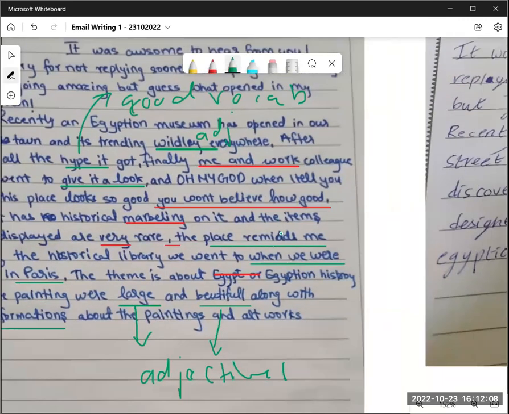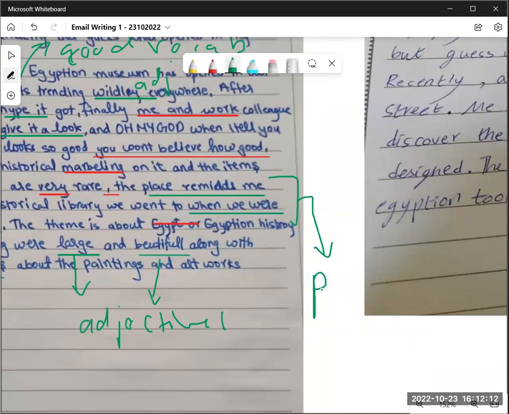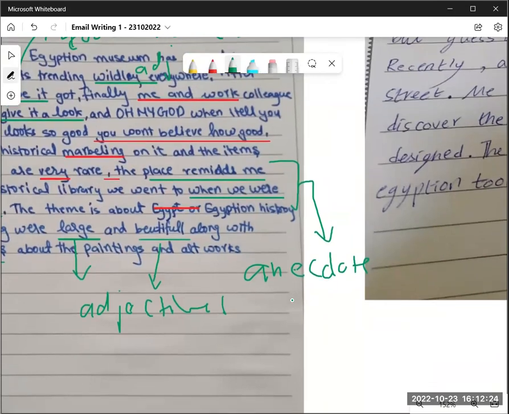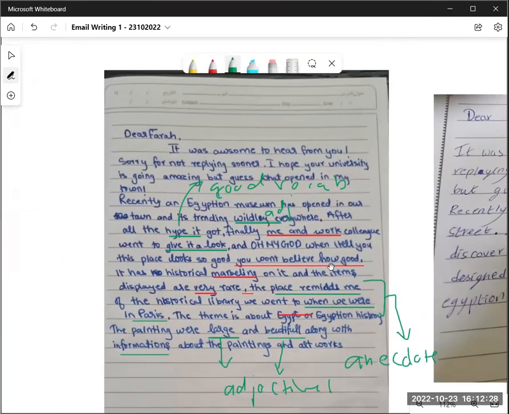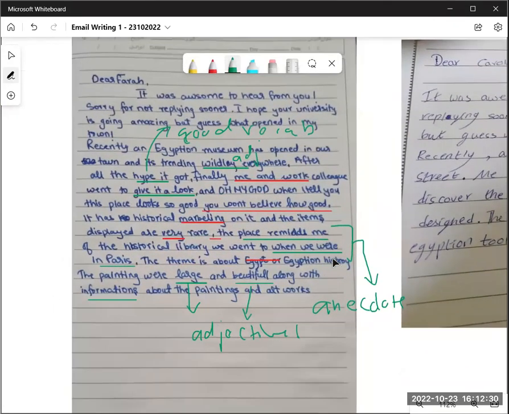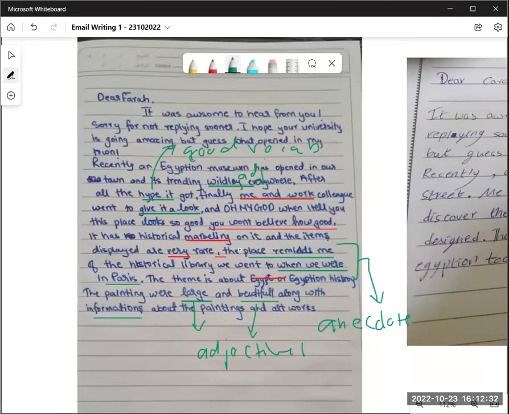And place reminds me when we were in Paris. That's, let's say, an anecdote. Now, what should I say? Lula, you know what an anecdote is? No, I don't. Lula, I'll tell you. Okay. We'll look at that in a second.